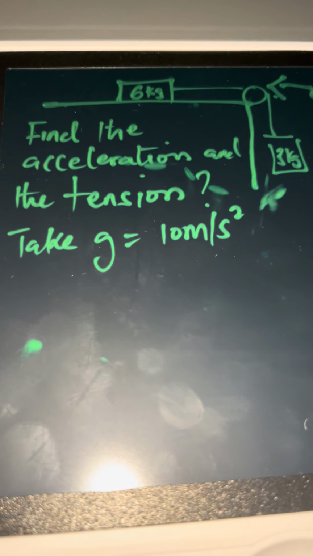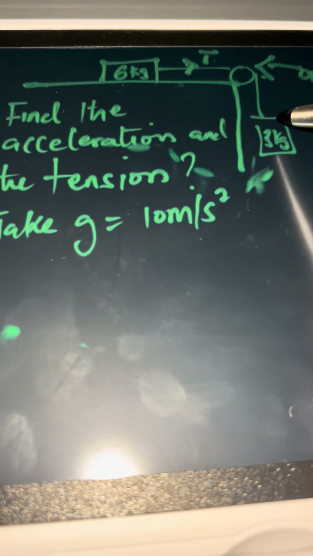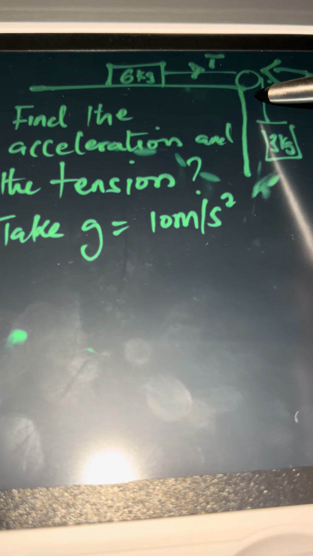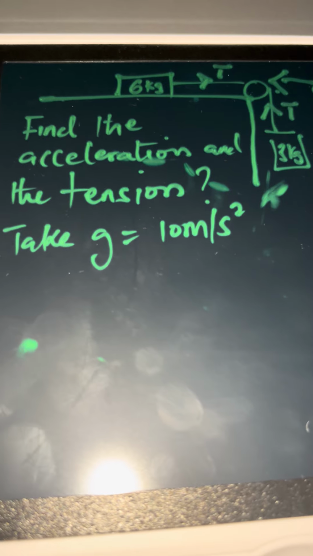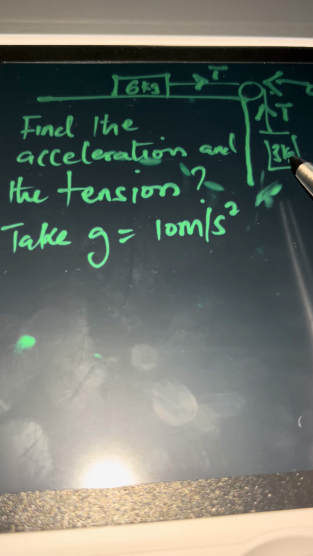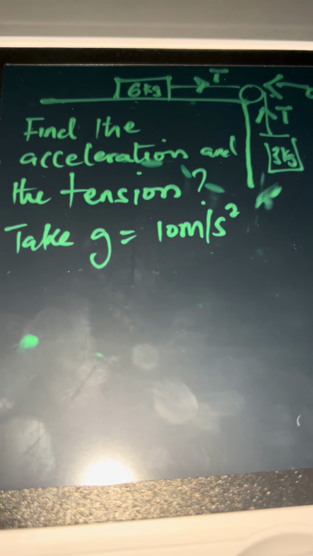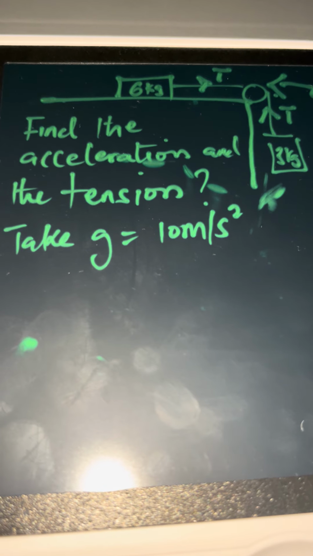Another thing you have to take note of is the tension. When we are considering the 6 kilogram, we consider the forward tension. When you are considering the 3 kilogram, you consider the backward tension. That is the principle. Because 6 kilogram is bigger, you consider the forward tension. Then for the 3 kilogram, you consider the what? The backward tension. Good. Now we are going to solve it.